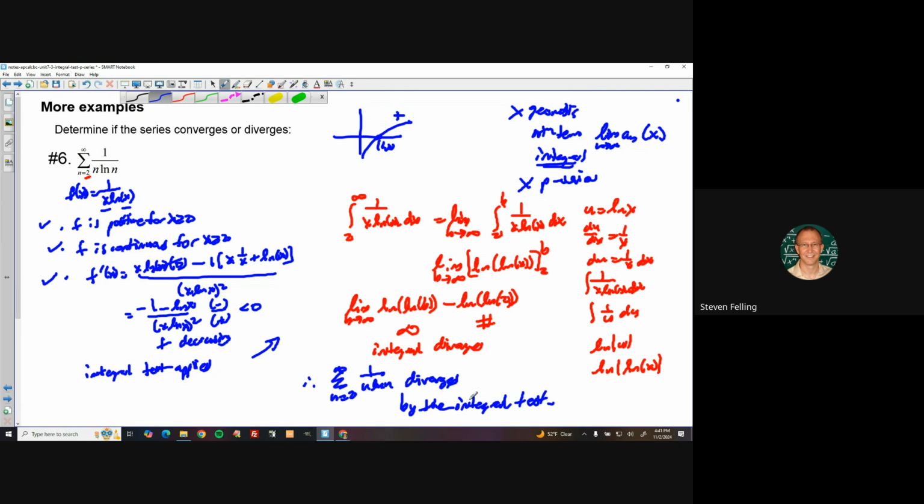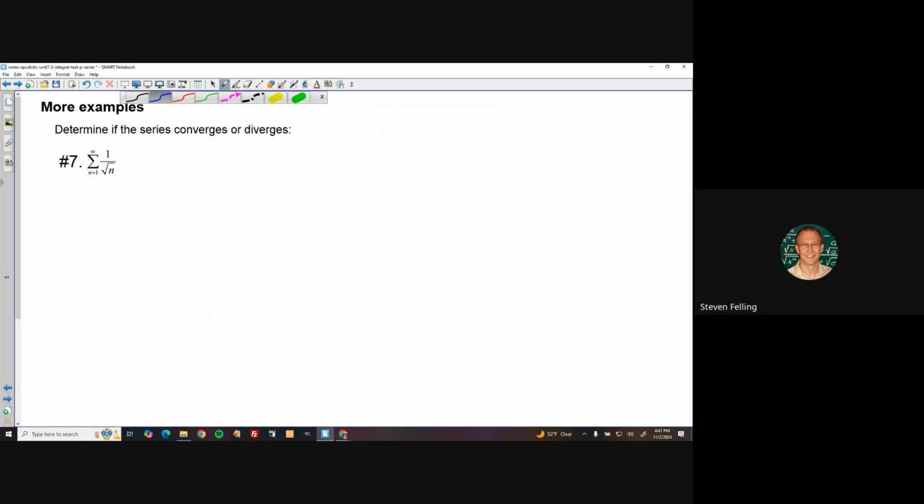Okay, so that was quite a bit of work, because the integral test is the worst one. All right, let's do two other quick examples. Determine if this series converges or diverges.